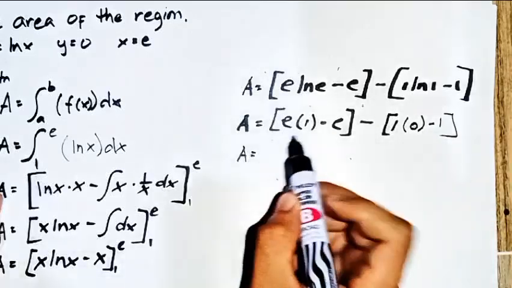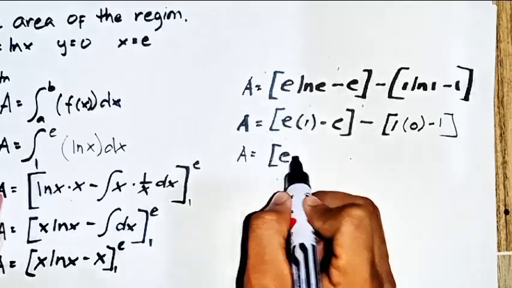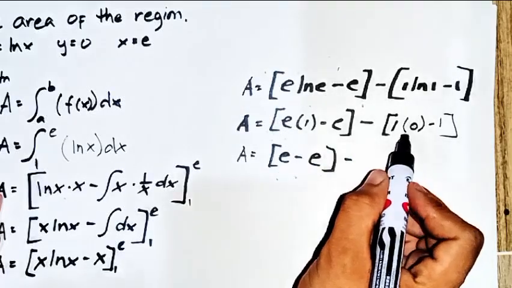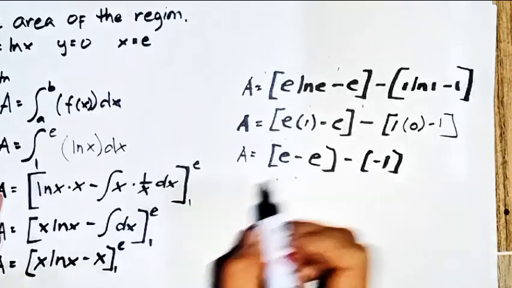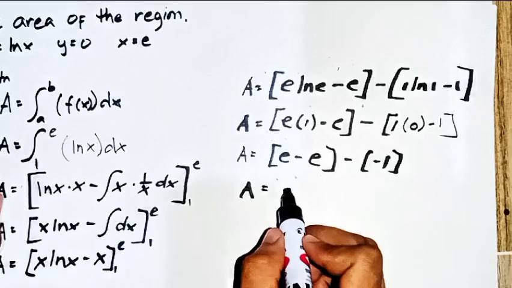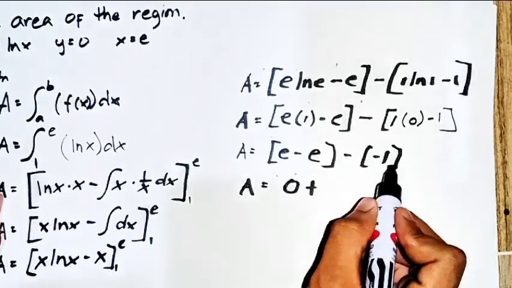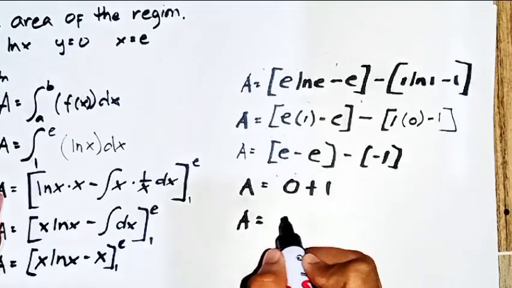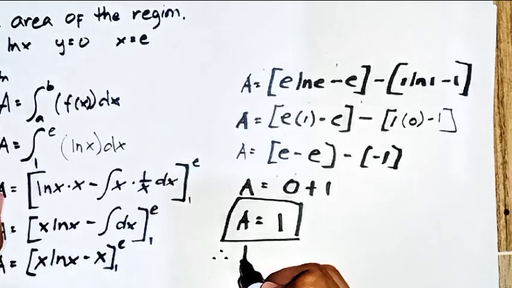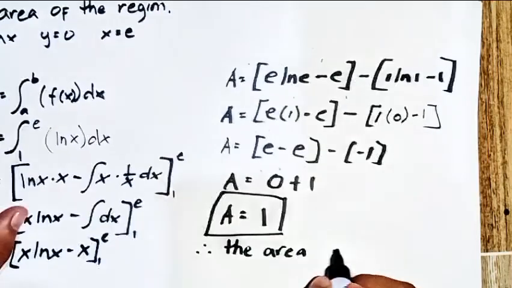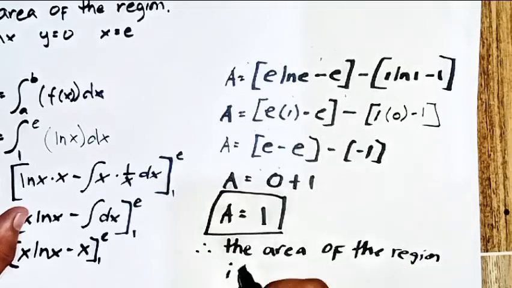A is equal to e times 1 is equal to e, minus e, minus 1 times 0 is 0, minus 1, so negative 1. Now, e minus e, well, 0. Negative times negative, we have positive 1. Now, our area here is 1. Therefore, the area of the region is 1.